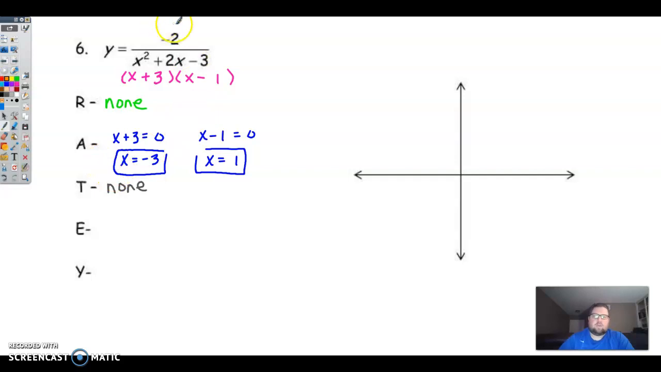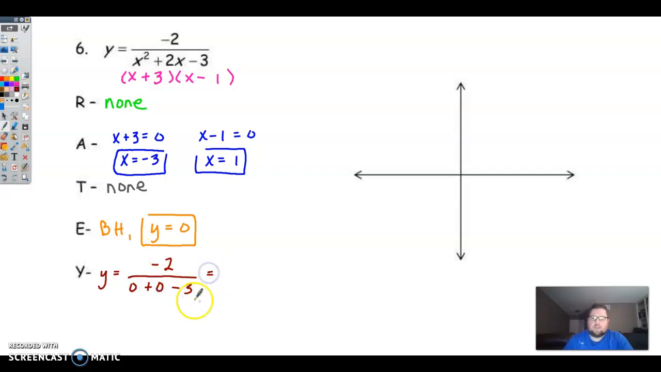End behavior, our exponent on the top is a 0. I know 2 has an exponent, but we're looking for an exponent of a variable. And since there is no variable there, it's a 0. Bottom's exponent is a 2. So definitely bottom heavy. And we have memorized that now. Automatically y equals 0. Lastly is our y-intercept. So y equals negative 2 over 0 plus 0 minus 3. So the negatives cancel, and we end up with 2/3. So 0, 2/3.